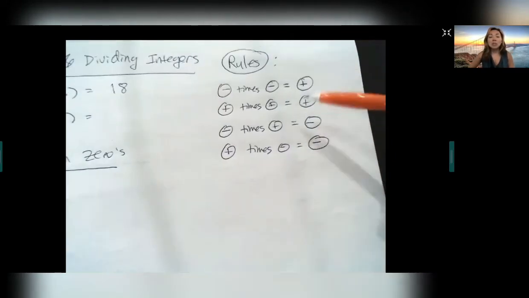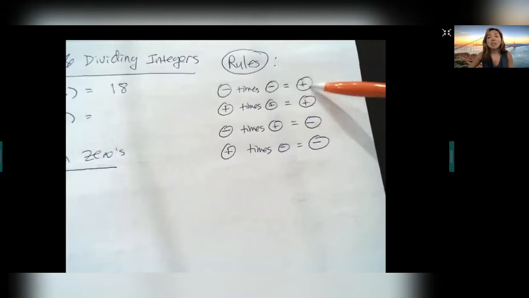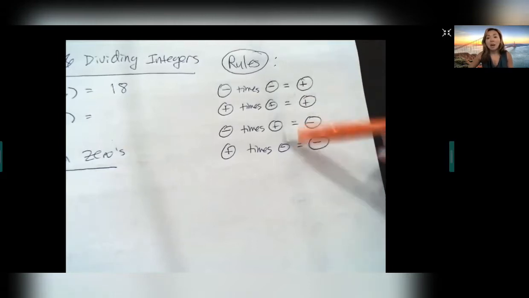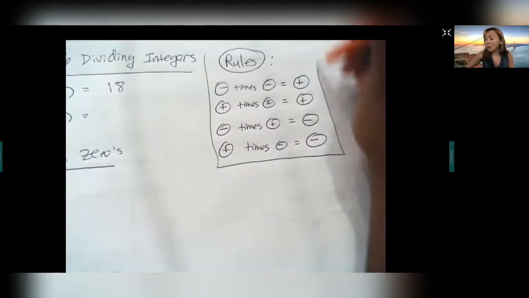So these are the rules of multiplying or dividing integers. If they have the same sign, then you have positive answers. If they have opposite signs, then you have negative numbers. So whenever you're dealing with math, always remember the rules.